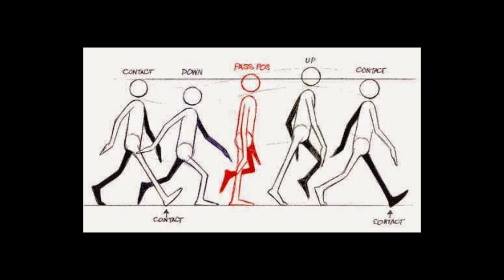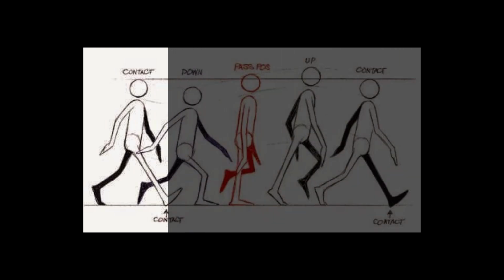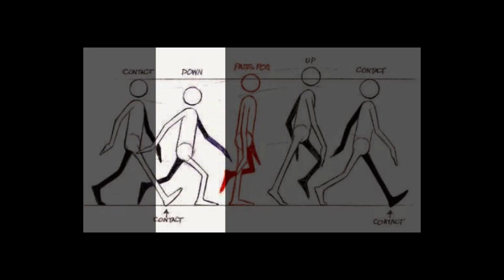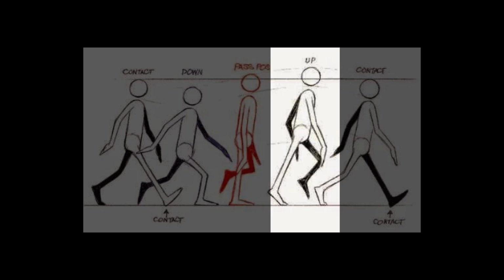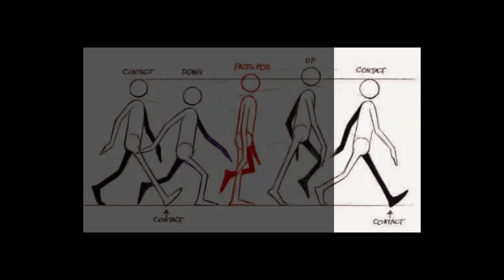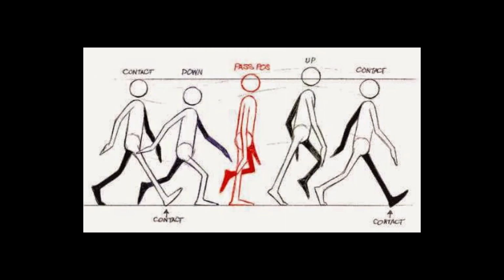This image shows 5 key poses that make up a basic walk cycle. Contact. One foot touches the ground in front while the other is lifting off behind. Down. The body lowers as it shifts weight onto the front foot. Passing position. The back foot passes the front one and the body is at its midpoint. Up. The body rises slightly as the back leg prepares for the next step. Contact again. The opposite foot touches the ground, starting the cycle over. These poses help give the animation a natural rhythm and feel.